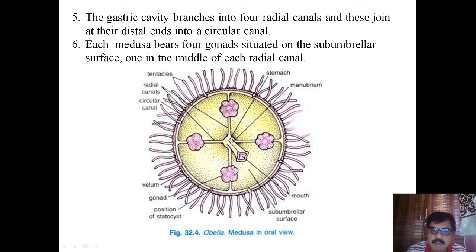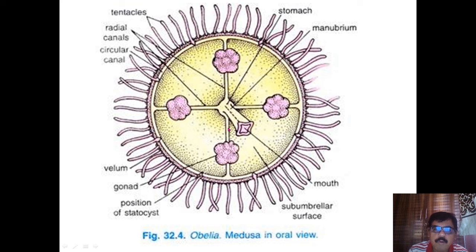Means in the median of each radial canal there is one gonad, and therefore as the number of radial canals is four, the number of gonads is also four. They will be either testes or ovaries. In male they will be testes, in female they will be ovaries, and therefore the Obelia medusa is of two types, male medusa and female medusa. So you have to draw this diagram, that is 13.4, 32.4, written here, into your practical record. This single diagram you have to draw in your practical record and write down the characteristic features.